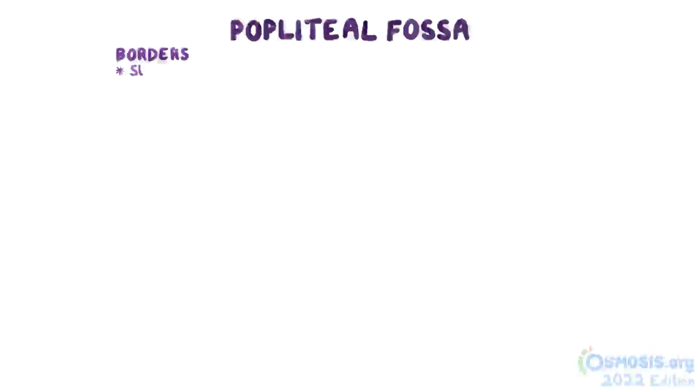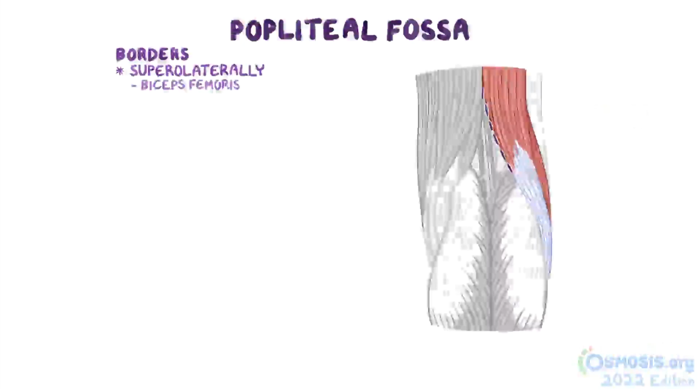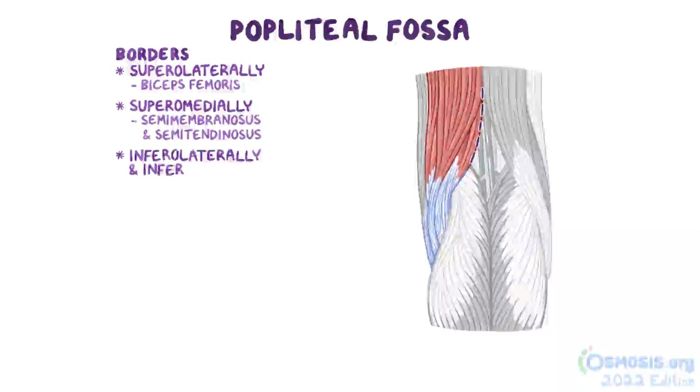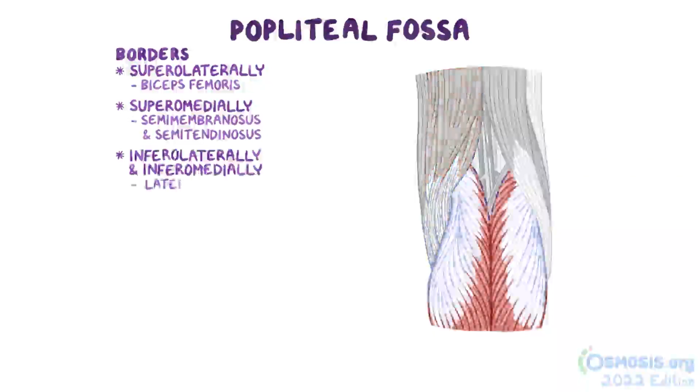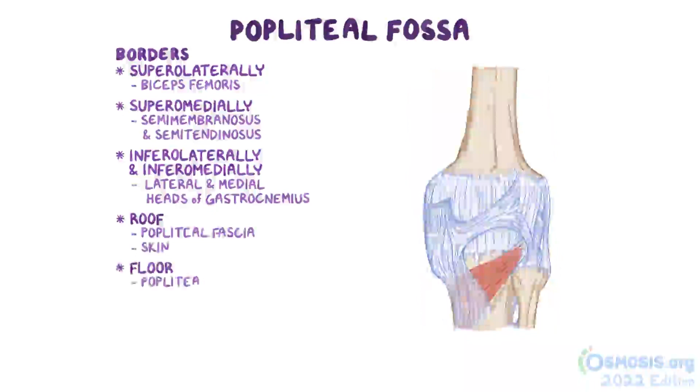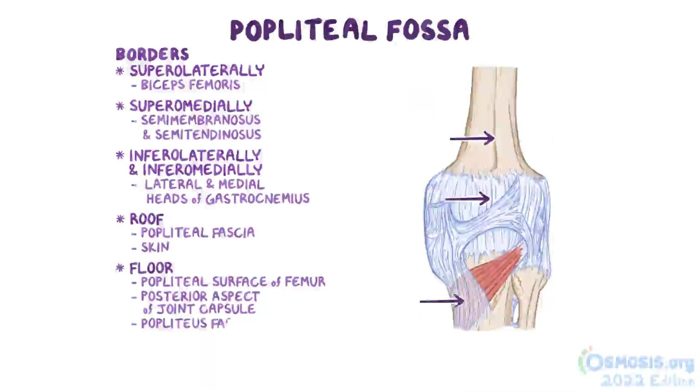Alright, as a quick recap, the popliteal fossa is bounded superolaterally by the biceps femoris, superomedially by the semimembranosus and semitendinosus muscles, and inferolaterally and inferomedially it is bounded by the lateral and medial heads of the gastrocnemius. The roof is made of the popliteal fascia and skin, whereas the floor is made by the popliteal surface of the femur superiorly, the posterior aspect of the knee joint capsule centrally, and the popliteal surface fascia inferiorly.